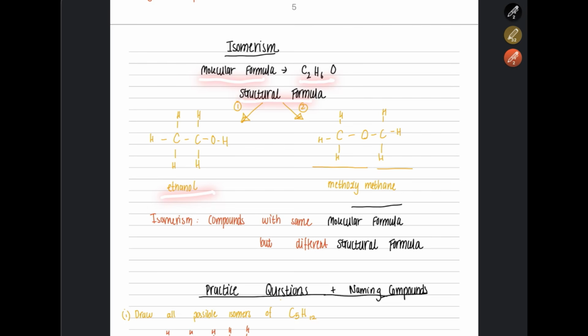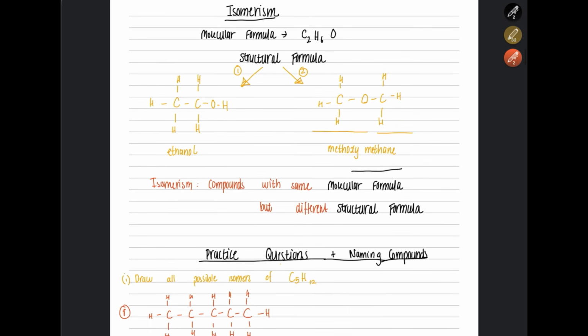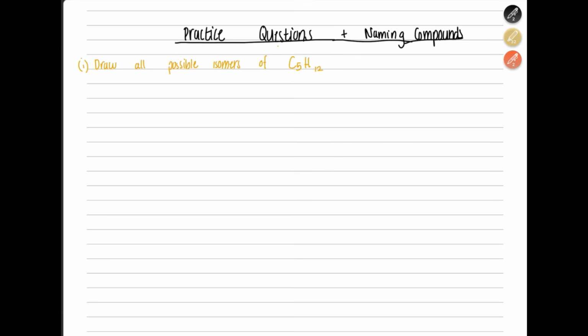Structural formulas are different. You have ethanol, you have two carbons, 1, 2, 3, 4, 5, 6 hydrogen and 1 oxygen. But since you have an OH group, it's ethanol. On the other hand, you don't have an OH group, oxygen is in the center. This is called methoxymethane. These are different with different chemical properties. Isomerism: compounds with same molecular formula but different structural formula.